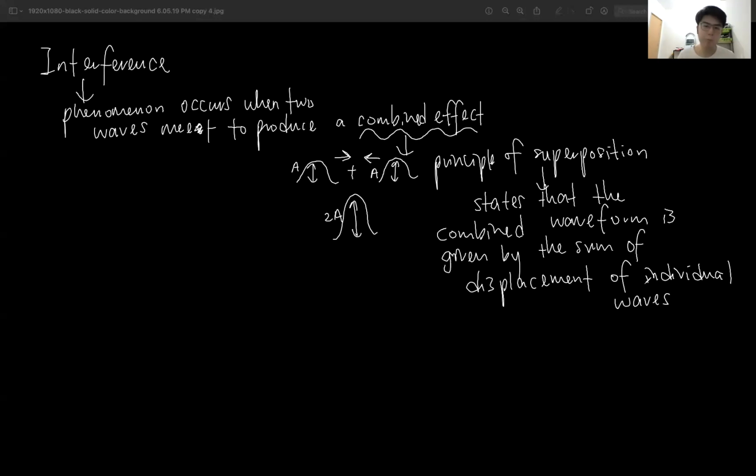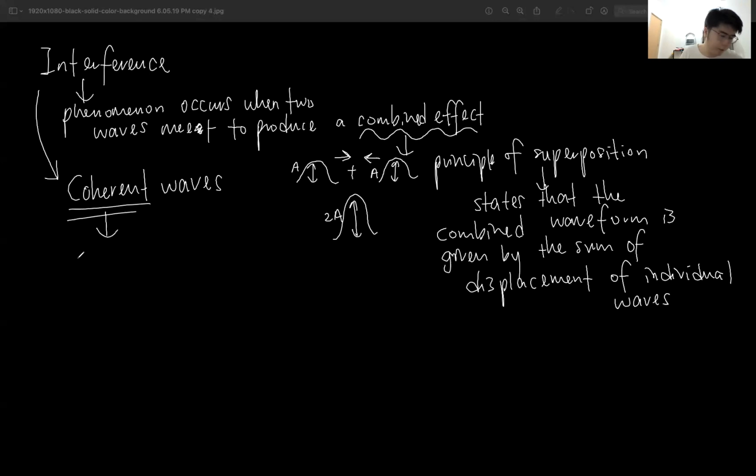Okay, the combined waveform is given. State that the combined waveform is given by the sum of displacement of the two individual waves. For interference to happen, there is a condition. What is this condition? That is, the two waves must be coherent waves. What is the meaning of coherent wave?